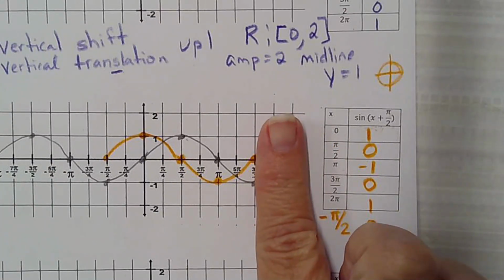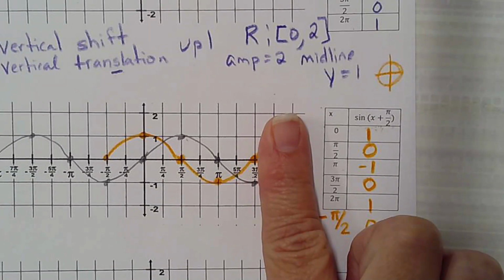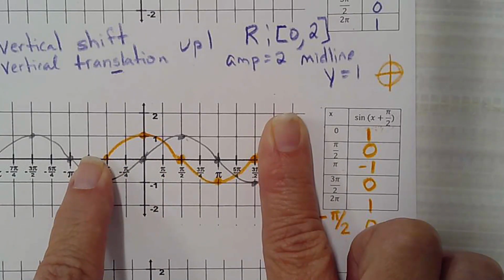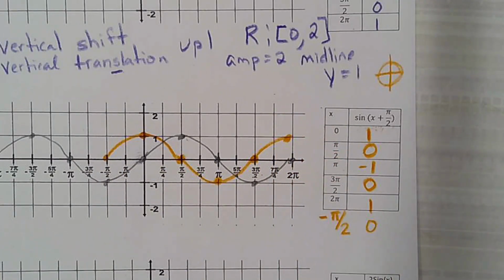So I'm going to cover up this part right here. Can you see what happened from my parent function, which is in regular pencil, to my new function in orange? What happened? Which way did it go? We did a shift, right? Did we shift left? Okay. How much did we shift left?